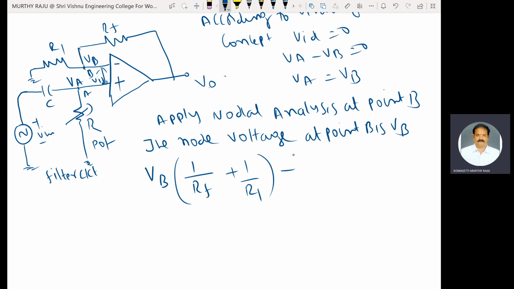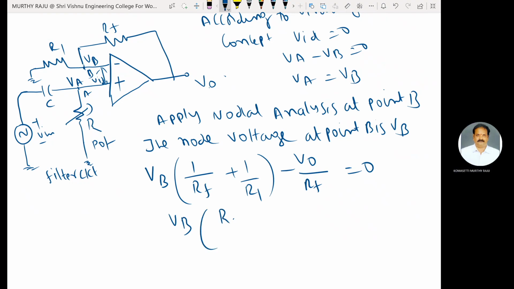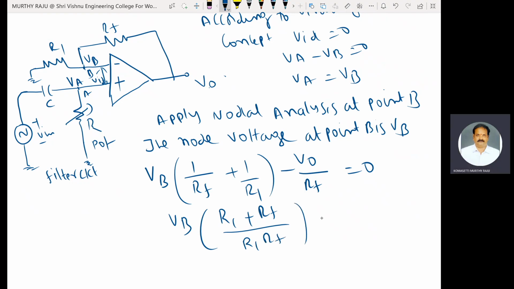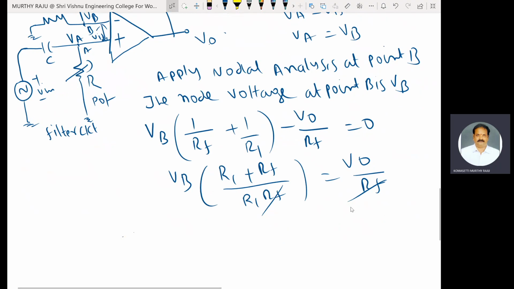The adjacent node voltage here is V0, so V0 by RF. Another adjacent node voltage of VB is 0, and 0 by R1 is 0, so no need to write it here. VB into (R1 plus RF) by R1 RF is equal to V0 by RF. Therefore RF is cancelled. Output voltage V0 is equal to VB into 1 plus RF by R1.